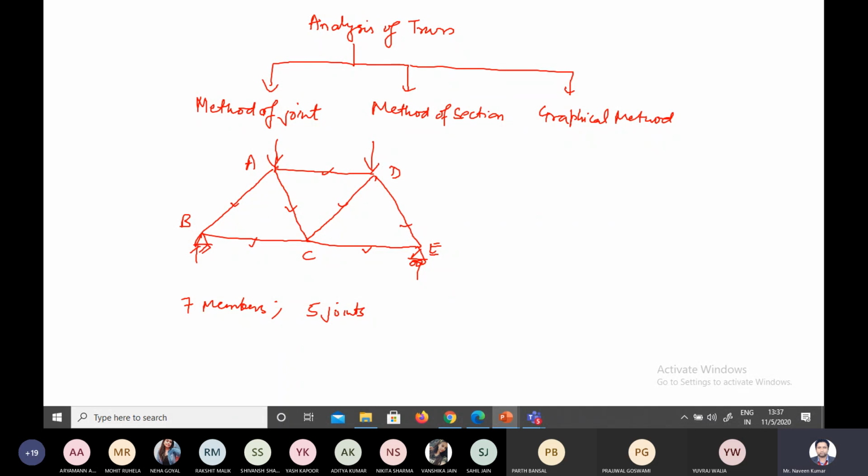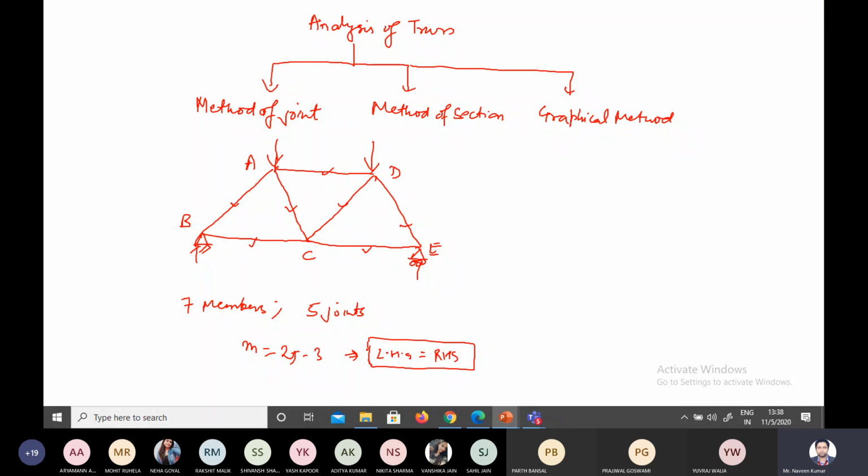So if you apply the m equals 2j minus 3 equation, you will find that this equation is satisfied. m is 7, j is 5, so 2 into 5 minus 3 is how much? 7. If you apply it here, it will be the same. LHS should be equal to RHS. So we will assume that this truss is a perfect truss because this condition is satisfied here.